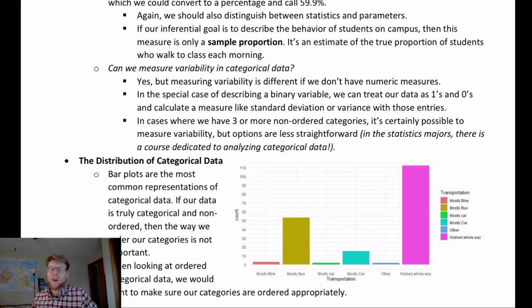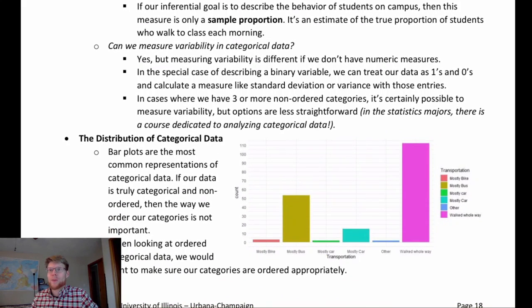If I'm trying to calculate some measure of variability for 3 or more categories, that gets a lot trickier, and it's something that we won't tackle in this class. But there do exist categorical data analysis courses. If you are a stats major, you will very likely take categorical data analysis as part of the major, and you'll learn a lot more about different options and perspectives for understanding categorical data.